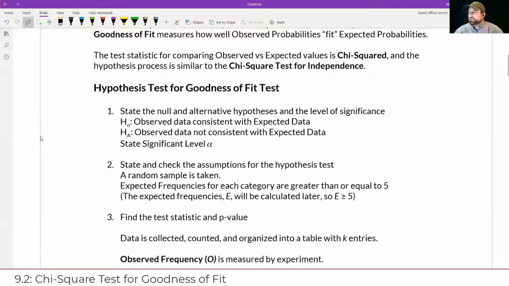And so what we're going to do is our null hypothesis is that the observed data is consistent with the expected data, that the experimental observations match the expected observations or the expected values. The alternative is that they're not consistent. The theoretical does not match the experimental. And then we're going to state our significance level.